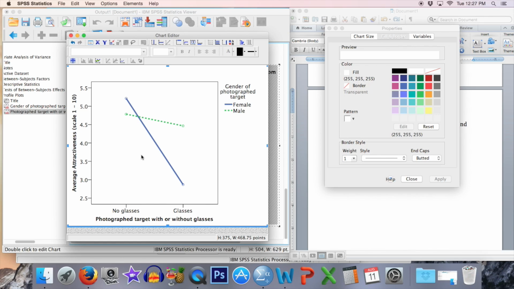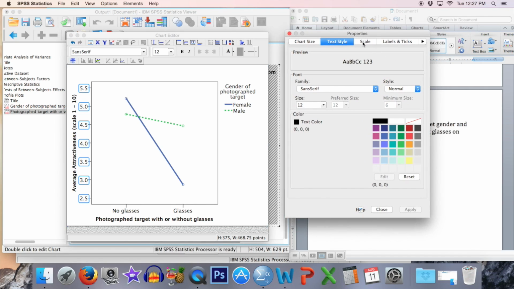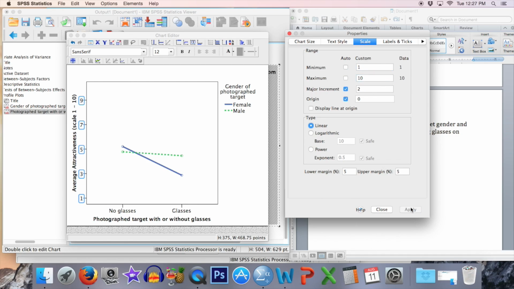So usually SPSS will zoom in on the lines, but let's go ahead and make it so that this scale goes all the way from 1 to a max of 10 on this graph. So if you click on the numbers here, and then you go over to Properties, click on Scale, and just make the minimum and maximum the actual minimum and maximum of the scale that you're using. In this case, the scale had a minimum of 1 to 10. And then click Apply. There.